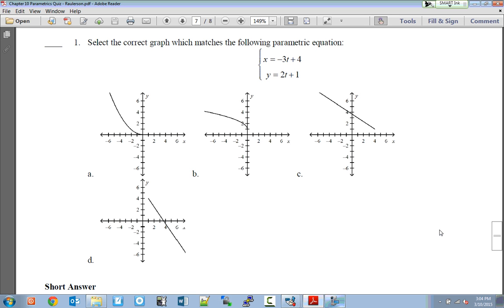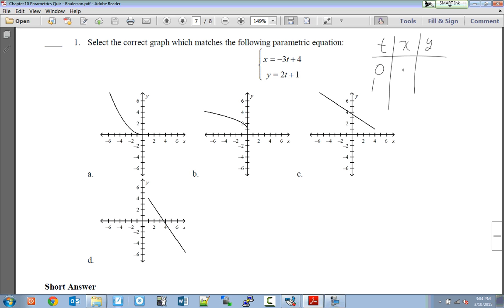All right, in this video, we're going to go over your parametrics quiz review. All right, so number one, it says select the correct graph which matches the following parametric equation. Well, for this one, the easiest way to do it is to just make a simple t, x, y chart. Select a couple values for t and figure out their corresponding x values.